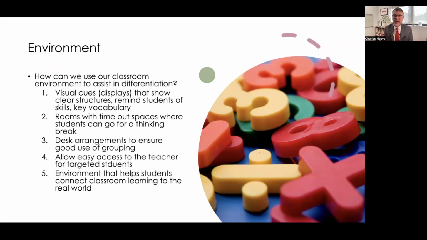Another segment on our differentiation placemat is environment. And this is linked a little bit to process, because you're often using the environment to supplement your processes. I mentioned already the visual cues and displays, those sorts of things that can be up around the room to remind students of things like key vocabulary or skills or order of writing, scaffolds. All of those sorts of things can be in your classrooms.